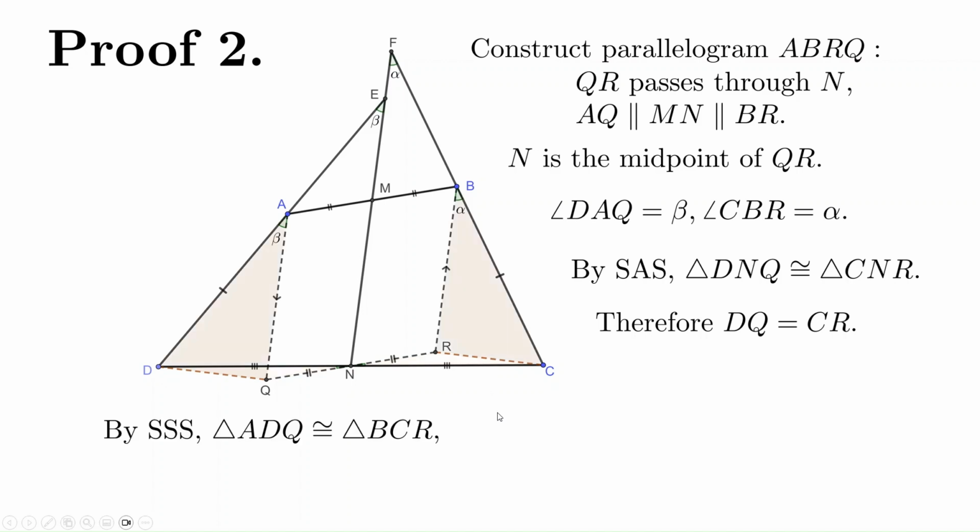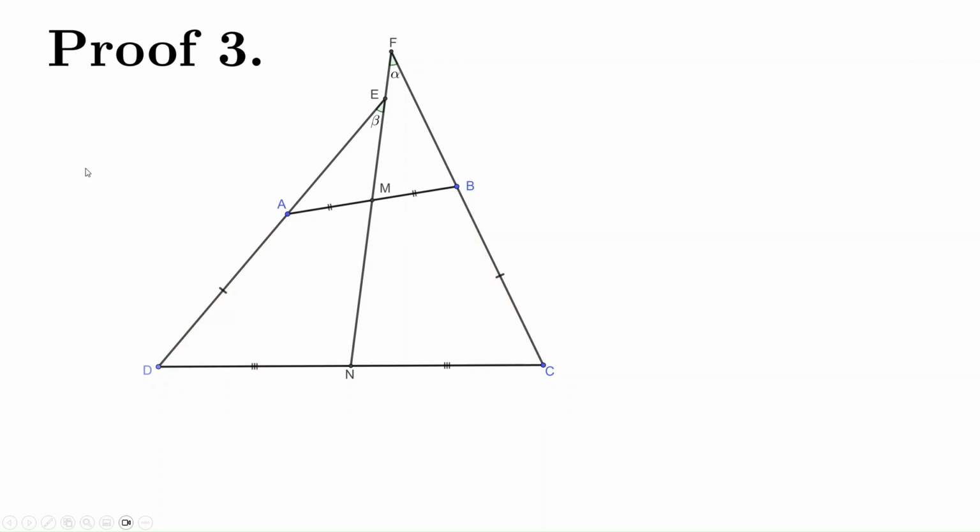Finally, let's compare another pair of triangles, ADQ and BCR. First, AD equals BC. Secondly, AQ equals BR. And thirdly, we just proved DQ and RC are congruent. As a result, these two triangles are congruent and the corresponding angles alpha equals beta. The proof is done.